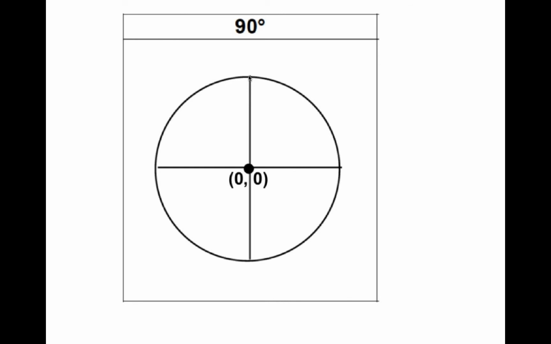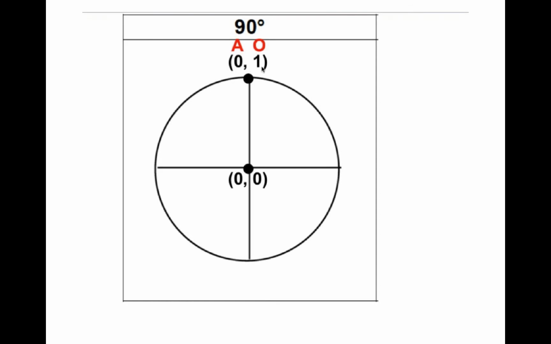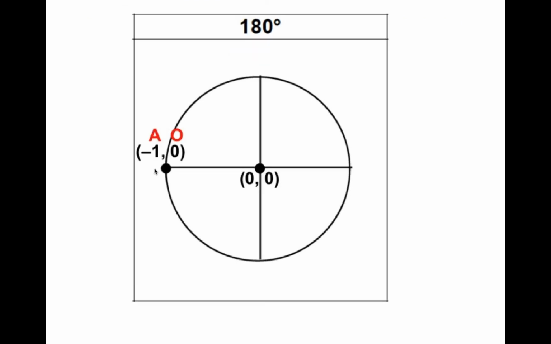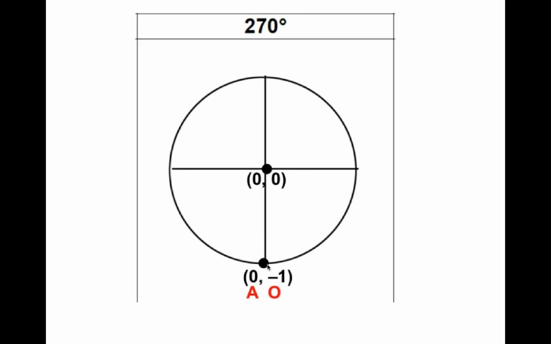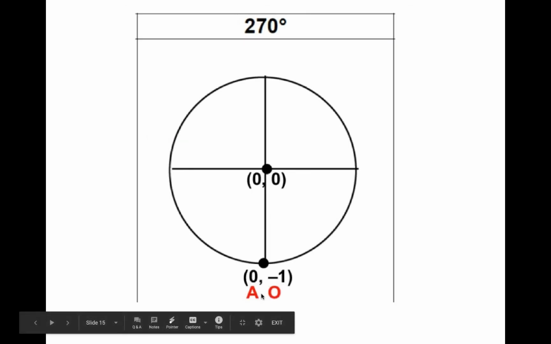So the coordinate of this point is 0, 1, where 0 is the adjacent and 1 represents the opposite. At 180 degrees, now I'm going left 1. So the coordinates over here are -1, 0, where -1 is the adjacent and 0 is the opposite. If you keep going down here to 270, notice this is going down 1, so it's 0, -1. 0 is the adjacent, -1 is the opposite.